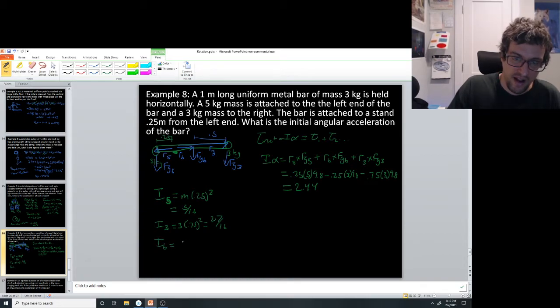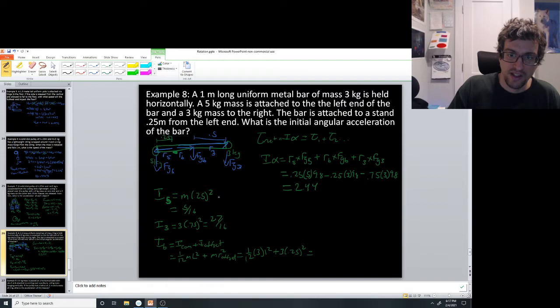And finally we have I bar, and that's going to be I center of mass plus I offset. The I center of mass of a bar is 1/12 ml squared, plus the offset is m r offset squared, and that is going to be 1/12 times 3 times 1 squared plus 3 times 0.25 squared. That's 1/4 plus 3/16, so this is 7/16. So 7 plus 5, 12, that's 39/16. So I is 39/16, which it turns out is just about 2.44.